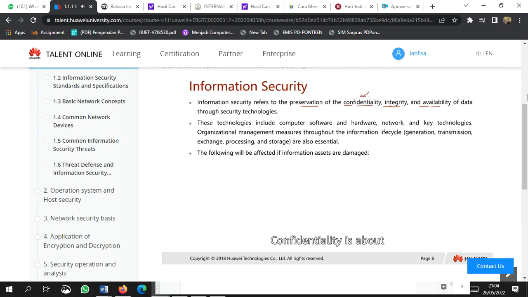Okay, so confidentiality is about information which is private and secret, and integrity is about when we send information to another party, the information should not be tampered with in between, during the transaction. Availability is about who can access the information at what time. Okay, and these technologies include computer software and also hardware, network, and also some of the key technologies.